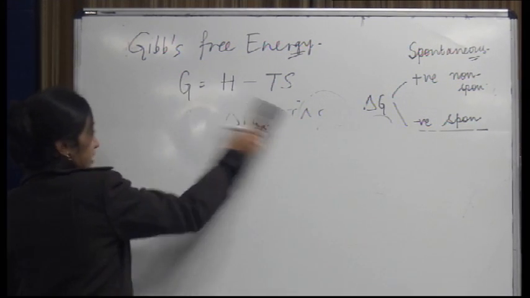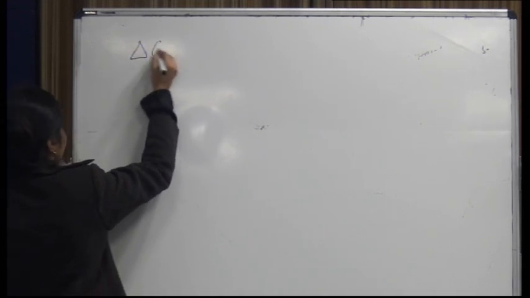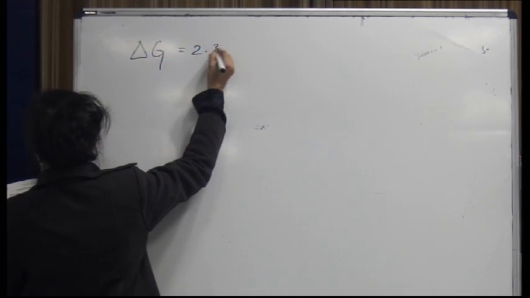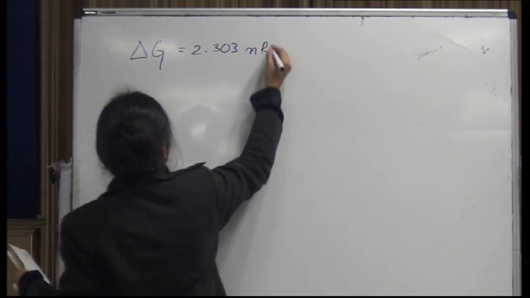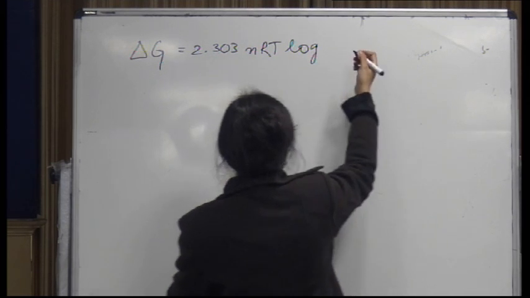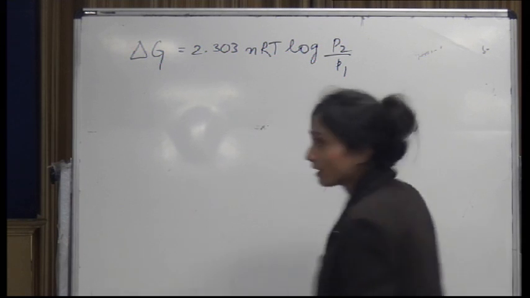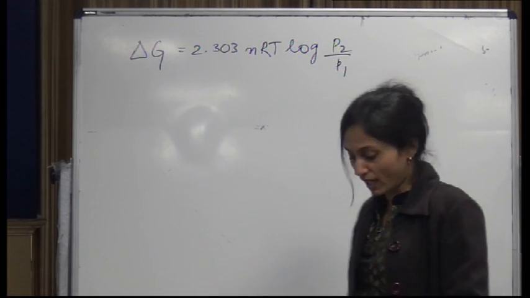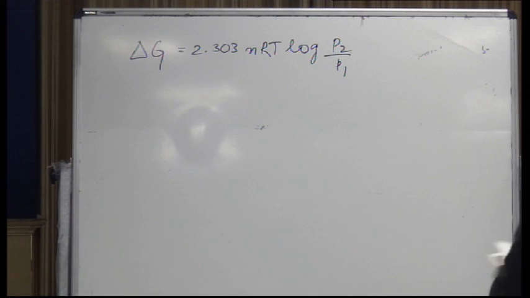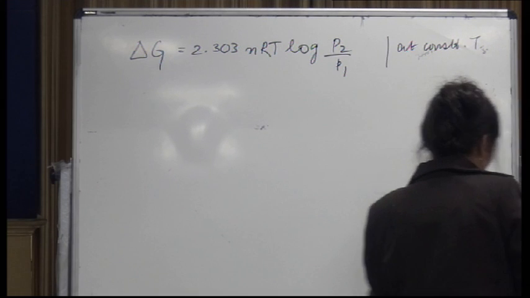All you need to know is the relation that delta G is equal to delta H minus T delta S. Note down this important formula from numerical point of view. Delta G is equal to 2.303 nRT log P2 by P1. And if it is log P2 by P1, for volume it will be V1 by V2. Please remember this. It is carried out at a constant temperature.